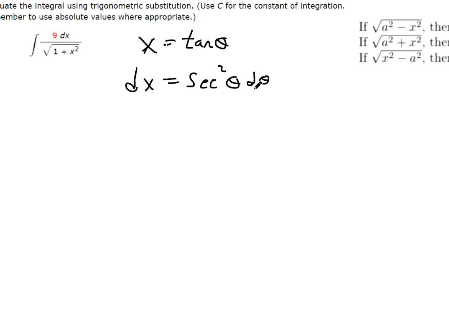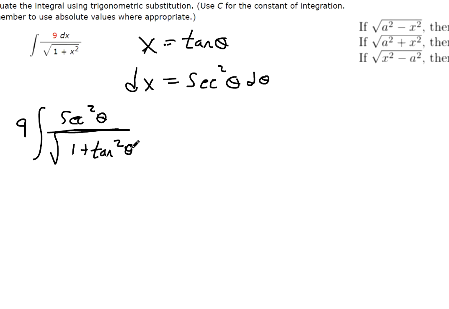If you recall that from first semester calculus from implicit differentiation: taking the derivative with respect to x of a variable that's not in terms of x, the derivative of the outermost function is secant squared theta, and the derivative of theta with respect to x, we write that as d theta. So this is the substitution we're using, and while we're at it, let's move the 9 to the outside. We have secant squared theta over the square root of 1 plus tangent squared theta, and d theta comes from the dx that we had up top here.